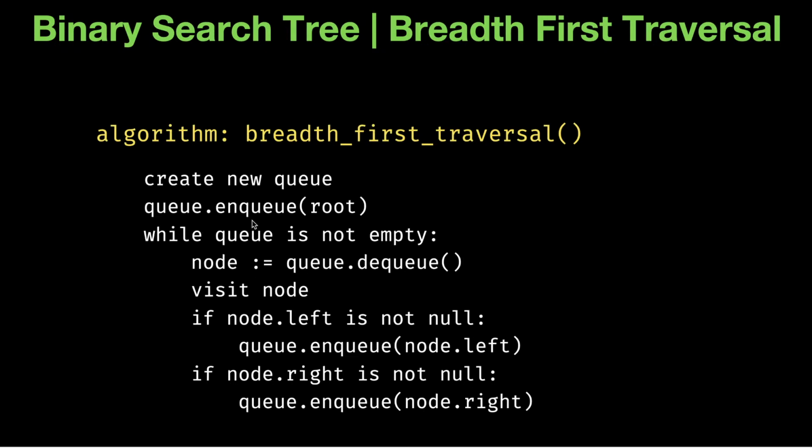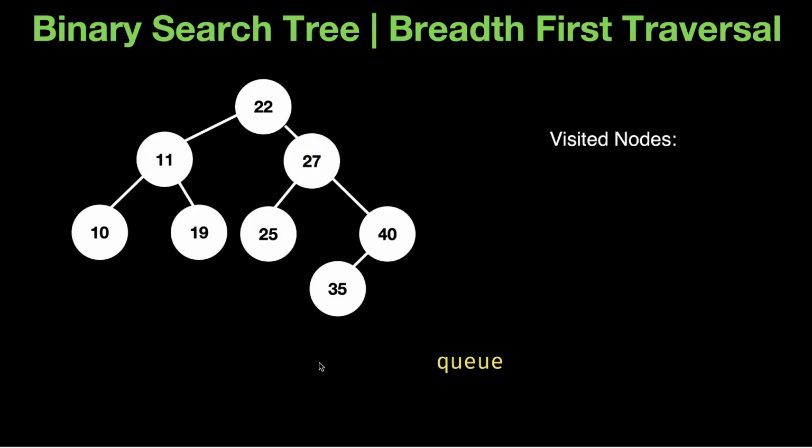First of all, we enqueue the root, and then while the queue is not empty, we just dequeue a node, visit that node, and then we enqueue both its left as well as right child. Basically the difference between depth first and breadth first in terms of implementation is that depth first uses a stack and breadth first uses a queue. The rest of the algorithm is similar. So let us see with an example.